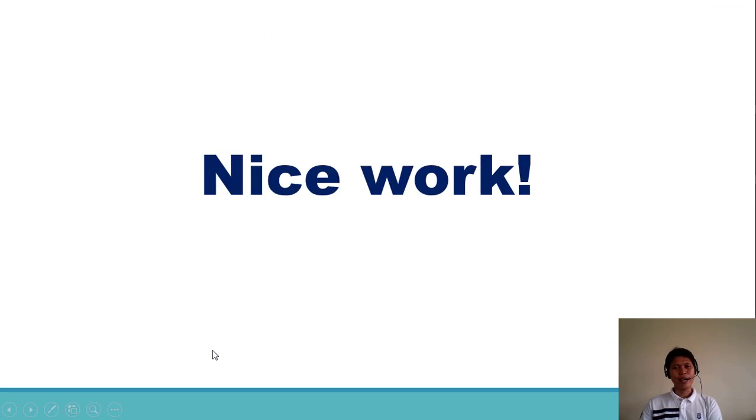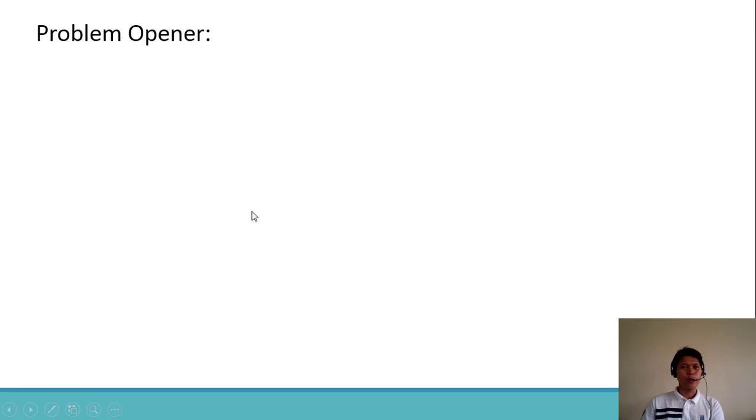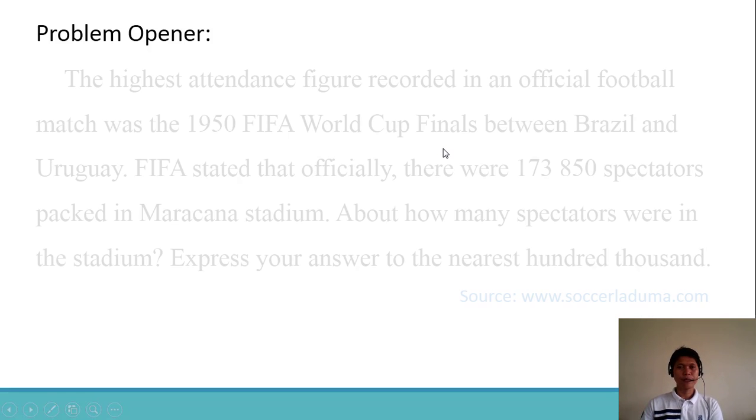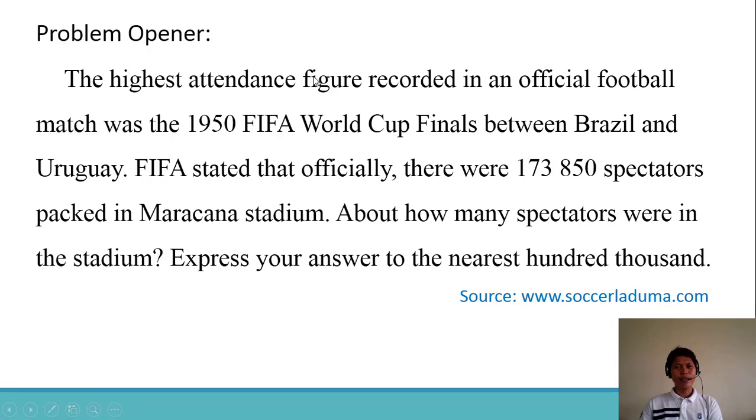Okay, so nice work. This time, we are going to start with a problem opener to discuss our topic, which is all about rounding off numbers. The highest attendance figure recorded in an official football match was the 1950 FIFA World Cup finals between Brazil and Uruguay. FIFA stated that officially there were 173,850 spectators packed in Maracana Stadium. About how many spectators were in the stadium? Express your answer to the nearest 100,000.